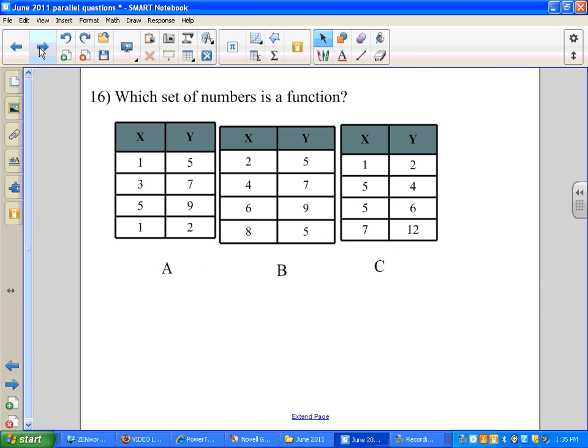Here's the next question. Which set of numbers is a function? What's the definition of a function?